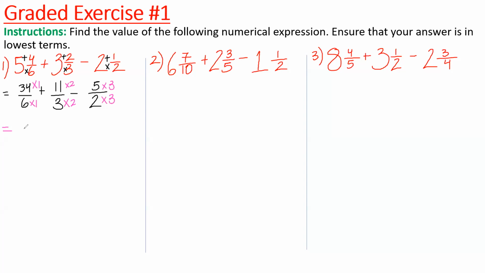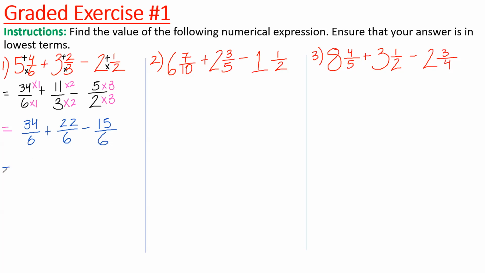Go ahead, Kingston, what else do we do? After that, 1 multiplied by 34 is 34, and 1 multiplied by 6 is 6, so we still get 34 over 6. And after that, 11 times 2 is 22, and 3 times 2 is 6, which is 22 over 6. And then the third one, 5 times 3, which is 15, and 2 times 3, which is 6. So 15 over 6. Good.